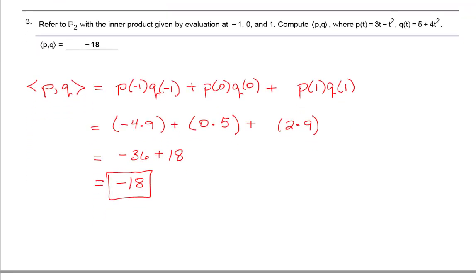All right, in question 3, again, we have P2, that space of second degree polynomials. We have a different P and Q, and they want us to find the inner product. Same procedure, plug in the points for P and Q, so we've got that, and then add things up, and so you can see that the inner product can turn out to be a negative number.